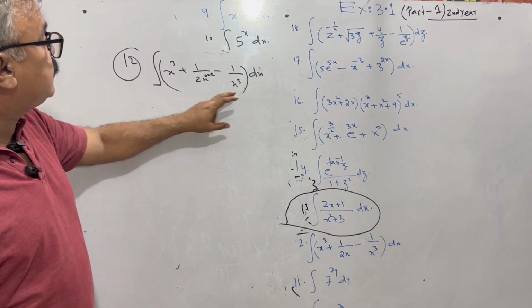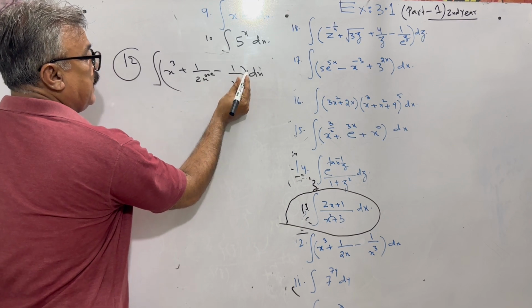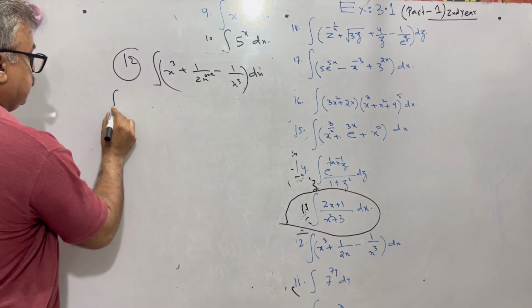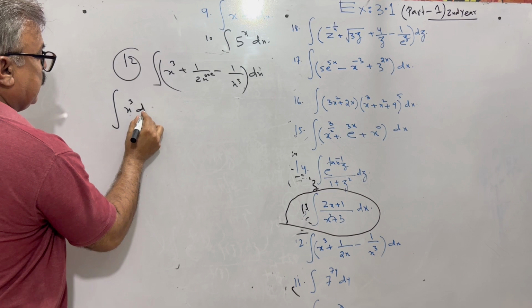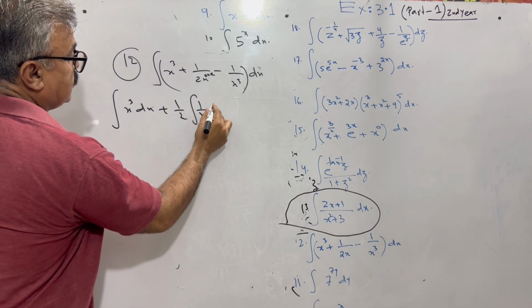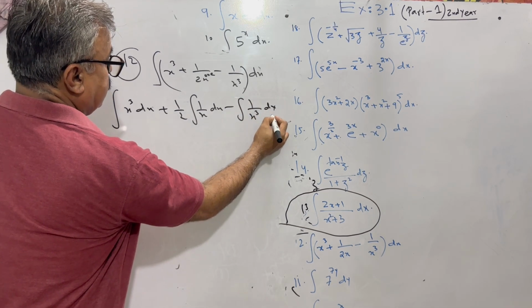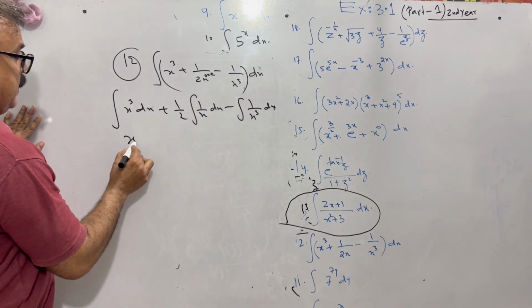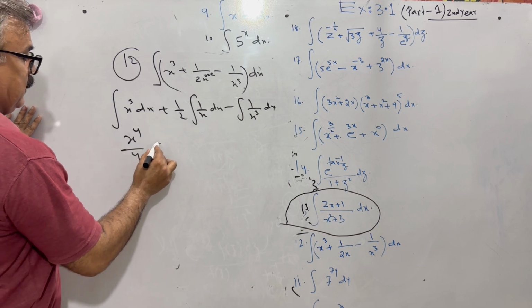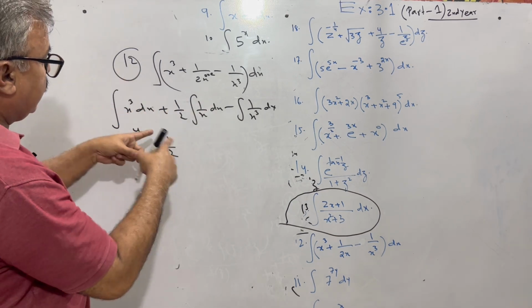If such a type of question is present, with a negative power, shift it into the numerator and add 1 to the power. Let's see how. Integral of x cube dx plus 1 over 2 times integral of 1 over x dx minus integral of 1 over x cube dx. Simple integration. Add 1 to the power, divide by the same, plus 1 over 2, 1 over x.